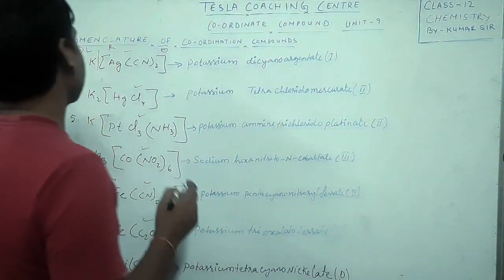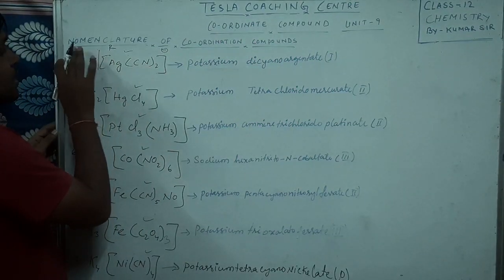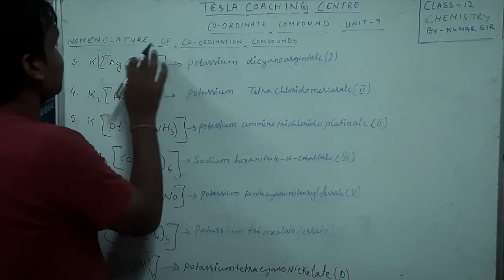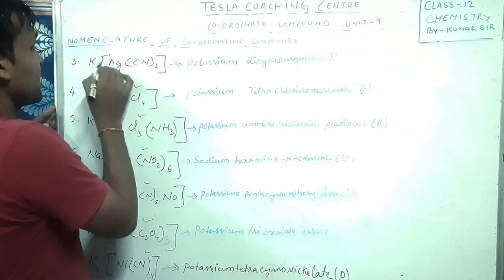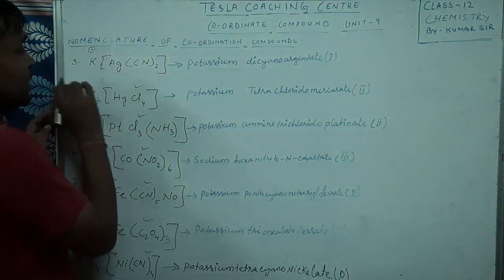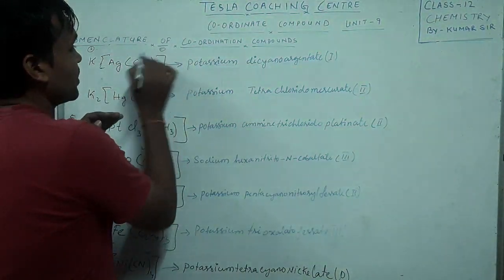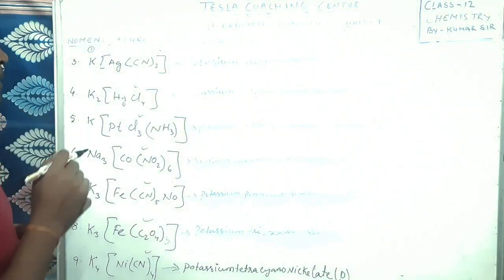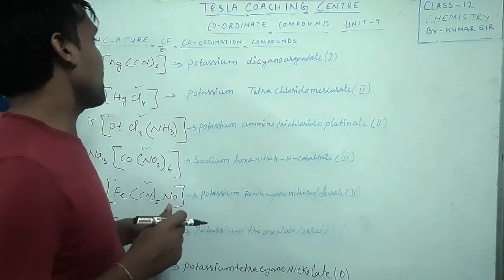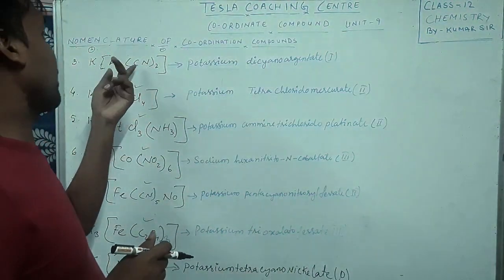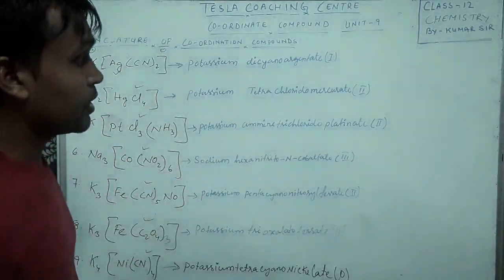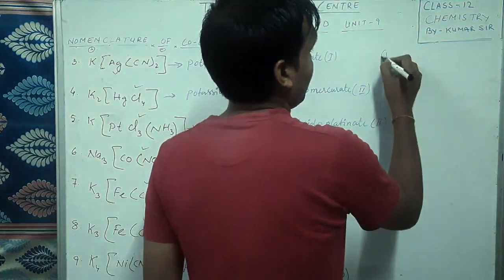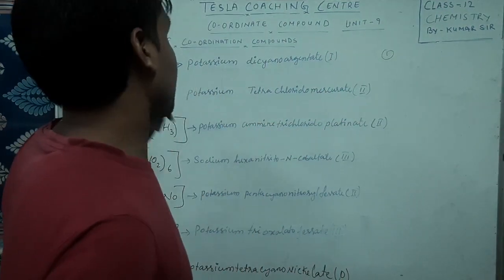Okay, so let's see here. Here you can see clearly it is given K first, so that means K is going to be the positive part and the remaining thing is going to be the negative part. Okay, so now let us start the naming. Before starting the naming, we have to calculate the oxidation number of the central atom, that is Ag. So how to calculate for question number 1?